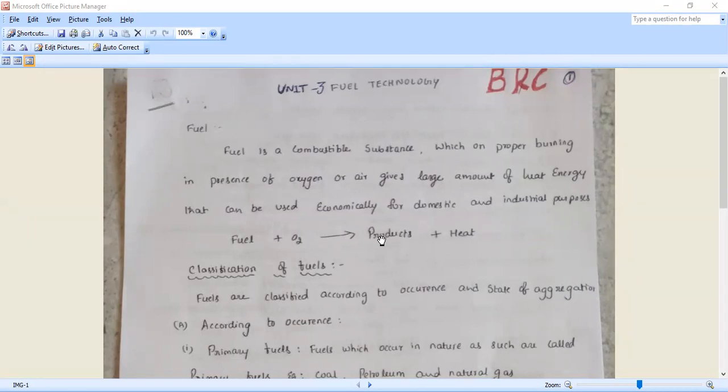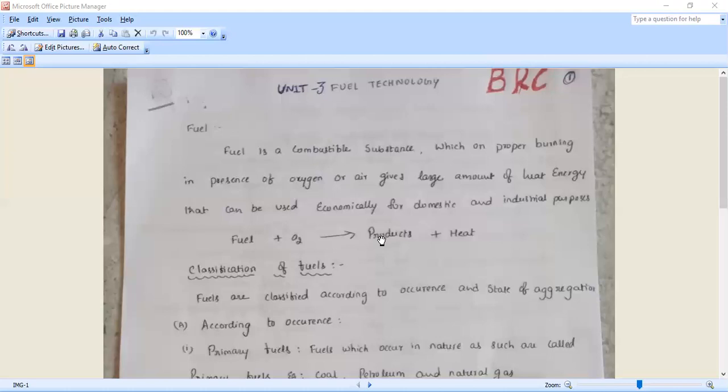The main sources of fuels are coals and petroleum oils. So these are stored fuels available in the earth crust and are generally called fossil fuels. So this is the introduction about the fuels.